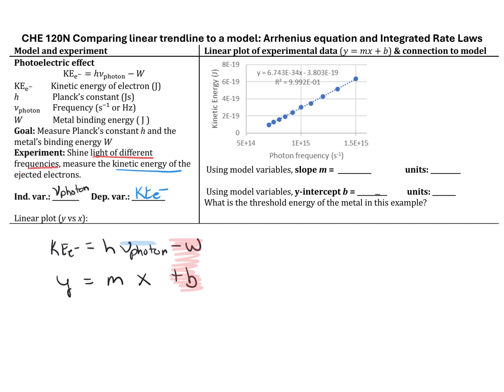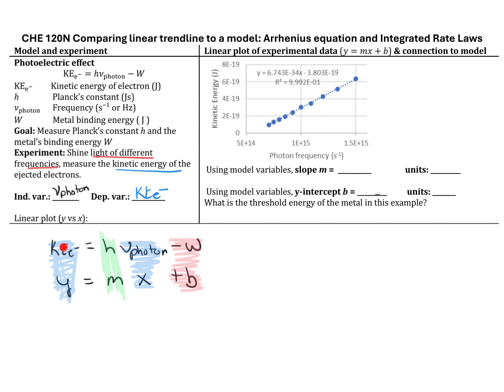My x variable is nu photon. My y variable is the kinetic energy of the electron. And h, Planck's constant, is equal to my slope. Because the way this y equals mx plus b equation of a line works is that the thing multiplied by the x variable is the slope. So in this case, that's h in my model.